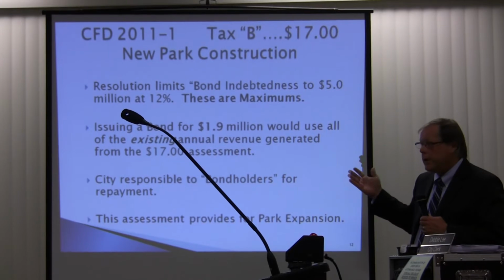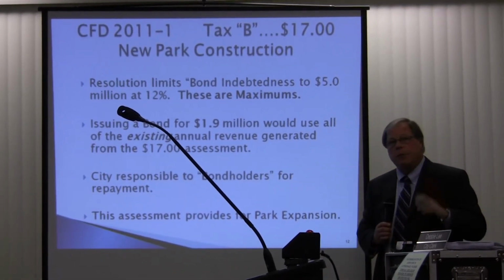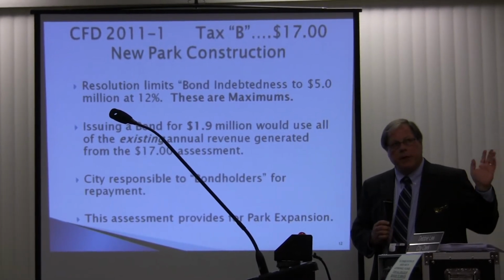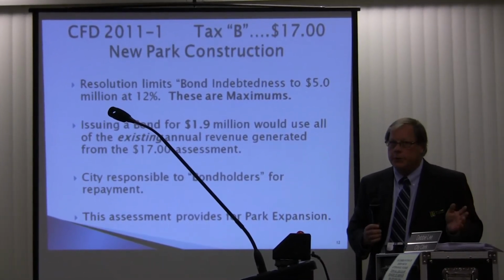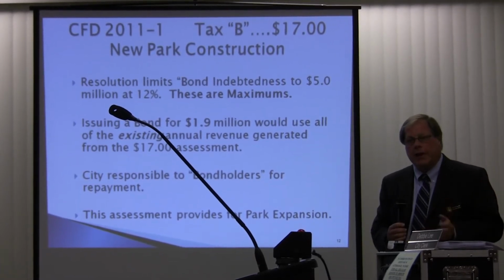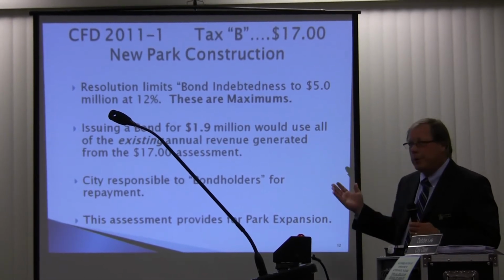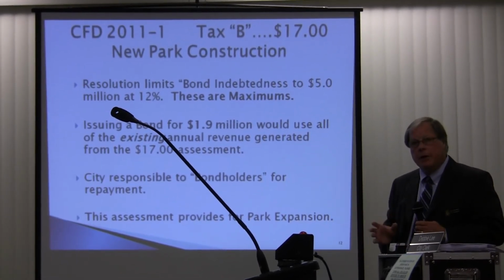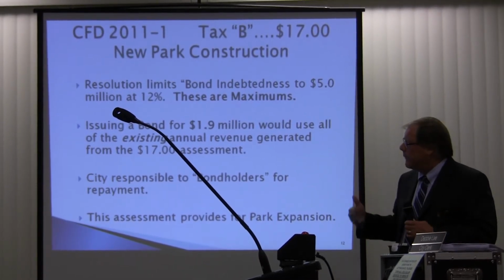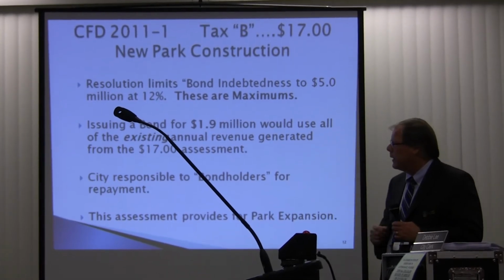What can we do with $1.9 million? We have to spend that on community facilities within the district, which is within the city. Specifically, park facilities. That's what we have to spend the money on. We cannot spend it on whatever we want. It has to be spent on public facilities within the district identified as park facilities. So we would spend $1.9 million.